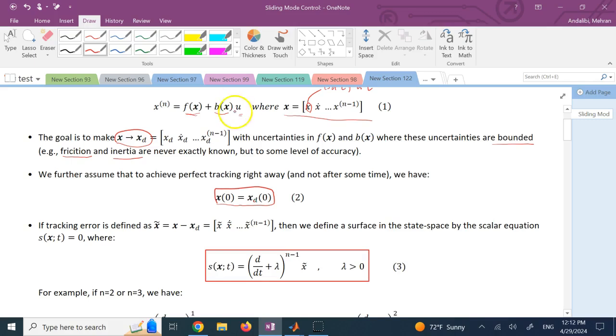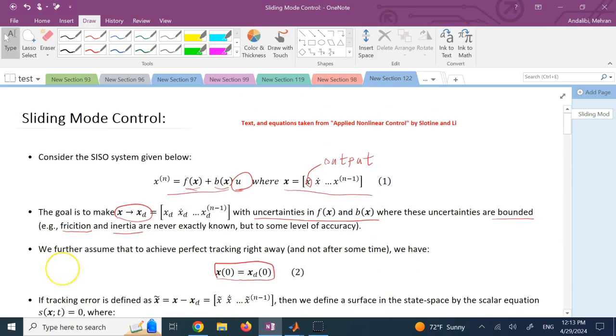So the goal is to pick this u such that x converges to x desired, although there are uncertainties and although the system is nonlinear, right? And here we don't want to do adaptive control. We want to do basically sliding mode control, which is basically a category of robust control.